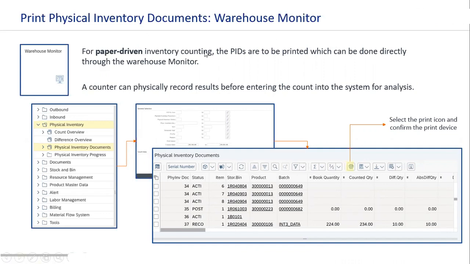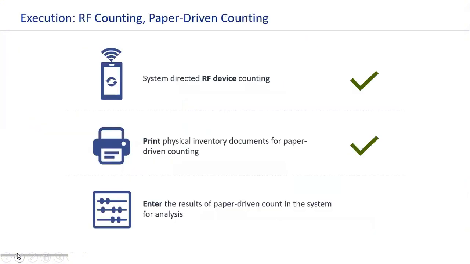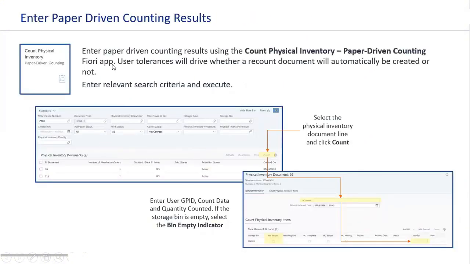So this bit, for paper-driven inventory counting, the physical inventory documents are to be printed, which can be done directly from the warehouse monitor, and then the counters can physically record the results before handing it back to the stock controller or whoever, and they would enter the count onto the screen. So this is this bit here: entering paper-driven count results using the count physical inventory Fiori app. The user tolerances will drive whether a recount document will automatically be created or not. And there you can see, I know it's quite small, you'd have your physical inventory document that was created originally and the warehouse order, and then the different storage bins, and then you would enter the quantity.